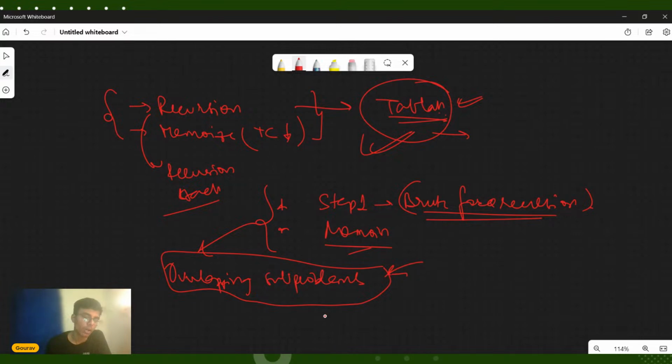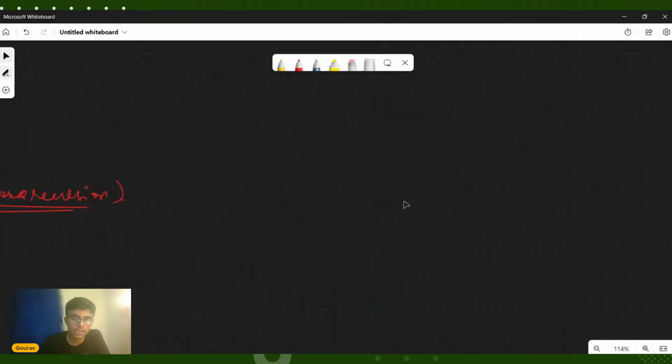I will show you how exactly overlapping subproblems are identified. The very first problem is a very easy problem, so in that problem you will get to know this. So let's say you are given a number of stairs starting from the 0th stair. You need to climb to the nth stair. Let's say this is the 0th stair. So 0, 1, 2, 3. This is 0, this is 1, this is 2, and this is 3.